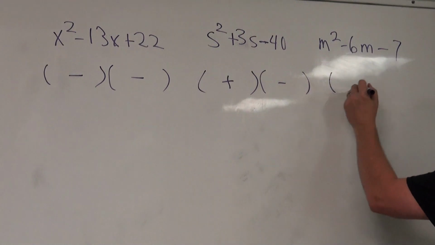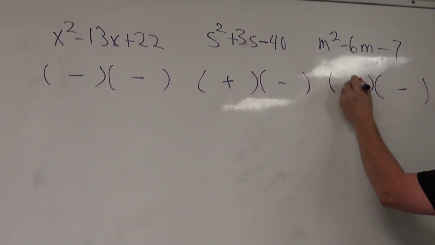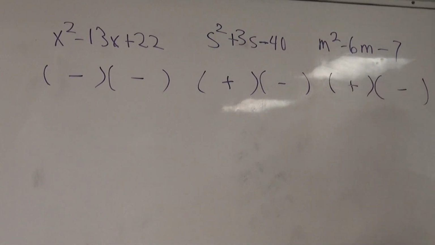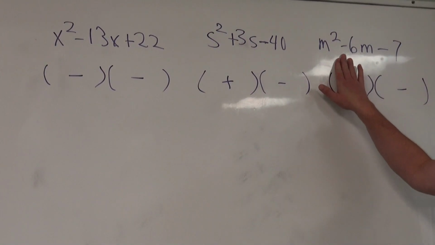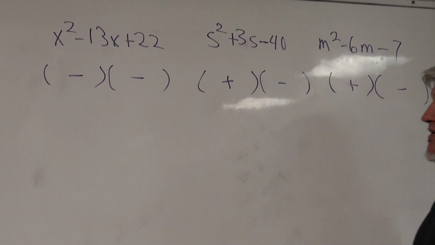And then lastly, the second sign is a negative, so they're opposite signs. The first sign is a negative, which means the largest factor will be negative. And we'll get back to that as well. All right, so let's get back to the beginning.